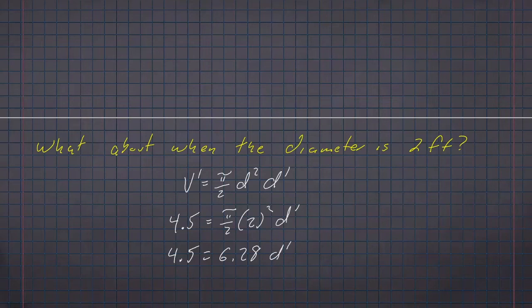And if we divide both sides of the equation by 6.28, we get 0.72. Something in the ballpark of 9 inches per minute, quite a bit faster than the first calculation. Let's look at one other situation.